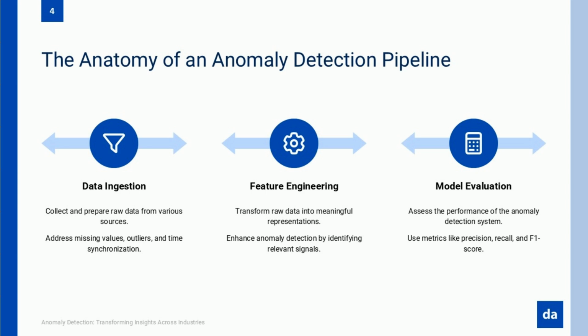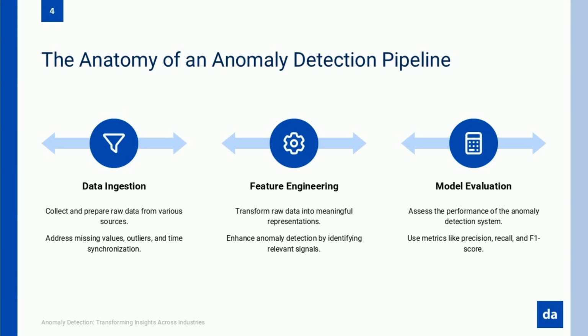Following model training comes the equally critical evaluation component. Contrary to common practice, simple accuracy is rarely an appropriate metric for anomaly detection systems. The inherent imbalance between normal and anomalous observations requires more nuanced evaluation approaches. Precision measures the proportion of flagged anomalies that are genuine, while recall captures the percentage of actual anomalies successfully detected.